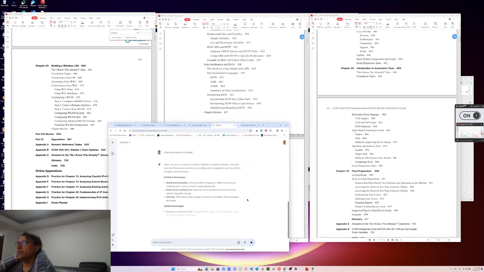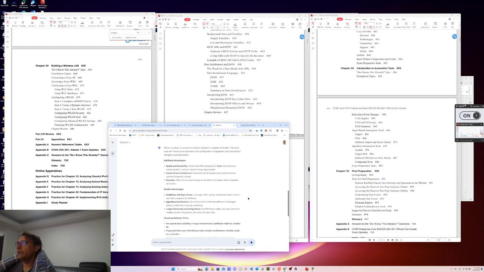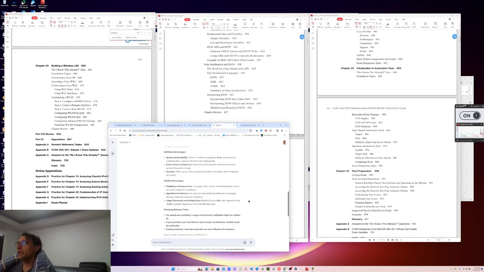No quick answers. They both excel at infrastructure automation, configuration management. But I think the answer is probably yeah. Saltstack advantages: speed and scalability. Utilizes ZeroMQ messaging, faster asynchronous communication, making it ideal for large deployments. So what's better is always what's larger, and obviously faster. Event-driven architecture responds well to dynamic environments where systems frequently change. It offers secure data storage for sensitive information within templates and states.